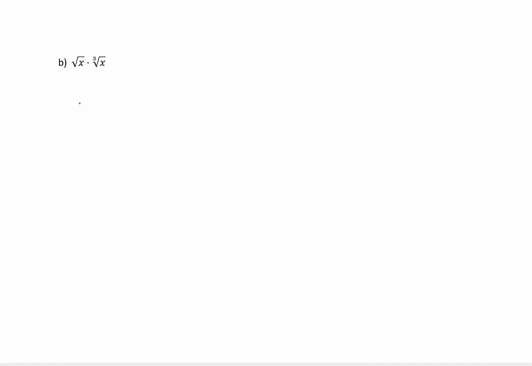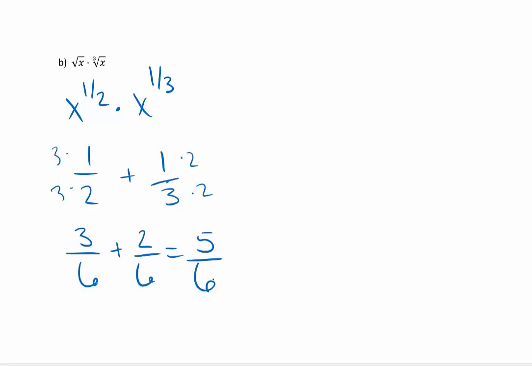So square root of x, that's x to the 1/2, and cube root of x is x to the 1/3. This time we have a product, so we're going to add the exponents. 1/2 plus 1/3, I think we actually did this problem earlier today, and we got 5/6. So this becomes x to the 5/6, and then finally, we're going to convert this back into a radical. The number in the denominator is the root, so this is the 6th root of x to the 5th.